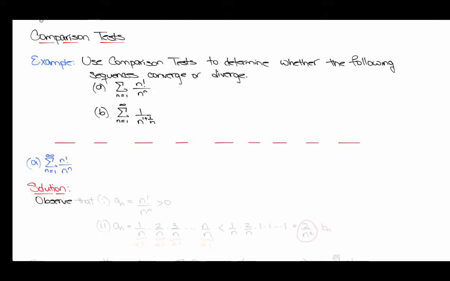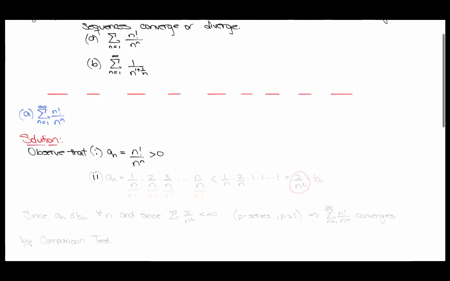First note that every term in our sequence, n factorial over n to the n, is positive, so we can use the comparison test. The second thing to note is that it satisfies a certain bound. So let's rewrite a sub n. We'll write it as a sub n equals 1 over n times 2 over n times 3 over n all the way to n over n. And notice that every single term, 1 over n, 2 over n, 3 over n, all the way to n over n, is less than or equal to 1.